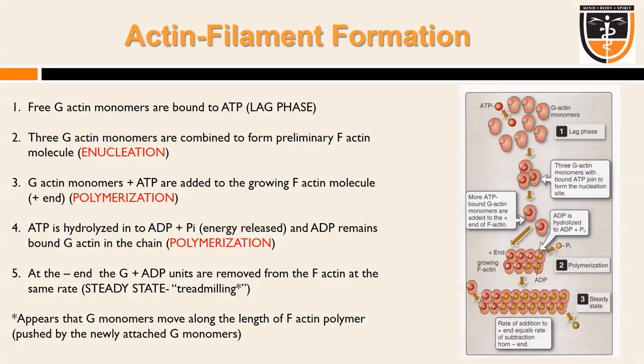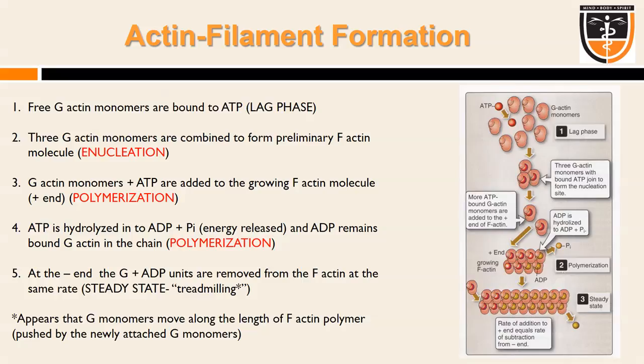And this is going to happen during this polymerization process. At the negative end, the G units that are attached to ADP will be removed from F-actin, at the same rate as the new ones are added. So what does that mean? If I'm F-actin, I will grow and grow and grow and reach a certain length. And then I'm going to continue growing and continue losing G-actin, okay? So it's a constant active process.